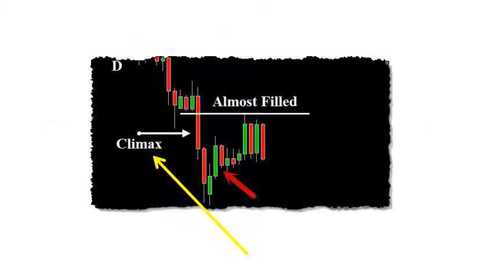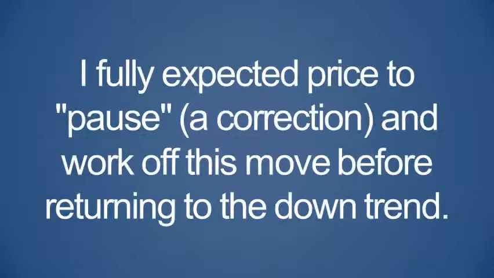A little confused? During one of my scans, I noted that the Euro-US dollar had what appeared to be a selling climax on the daily chart. The move stood out, and that's what brought me to investigate further. Now, it happened as this currency pair is in a downtrend on this particular chart. I fully expected price to pause, or correct, and work off this move before returning to the downtrend.